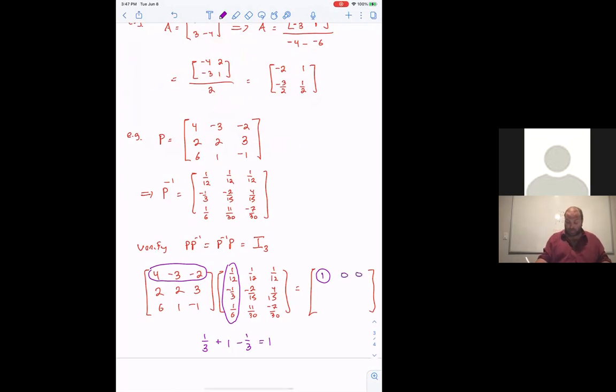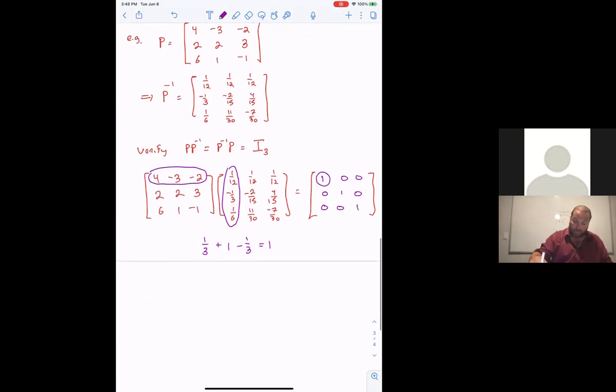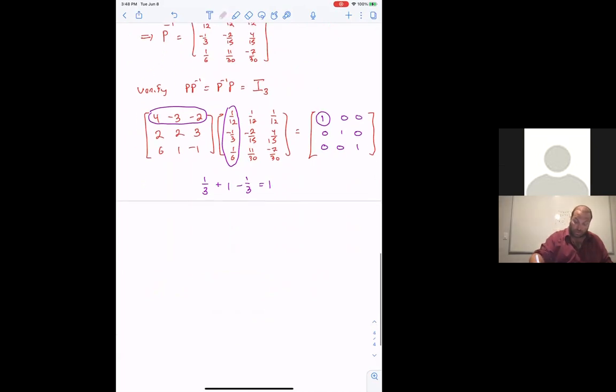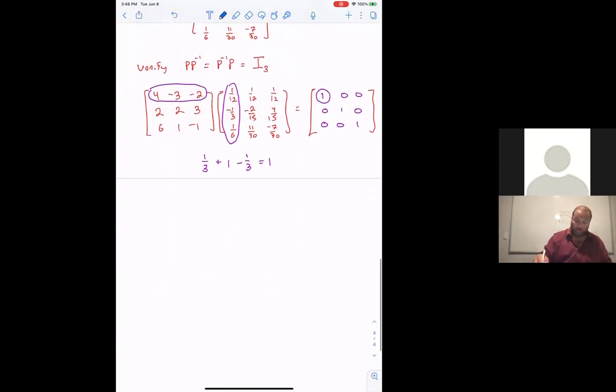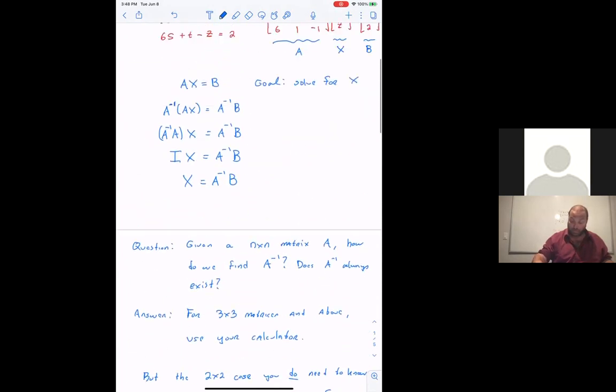And if you do the rest, you will hopefully see that you do in fact get the identity. And similarly for P inverse P, you should also get the identity. So now let's go one step further and show how we can use this fact of finding inverses to actually solve a system of equations. And we're going to start with those equations that we had in the beginning.